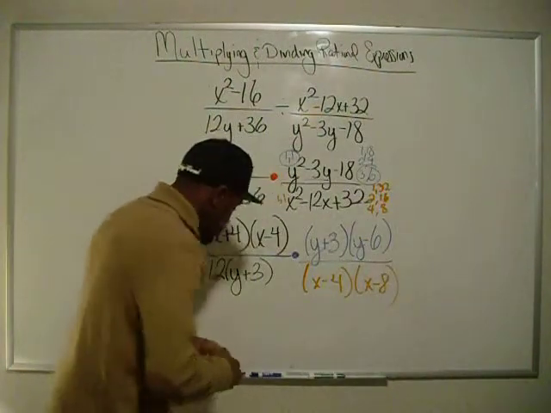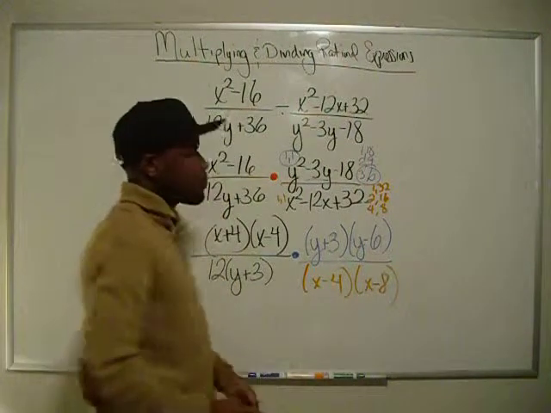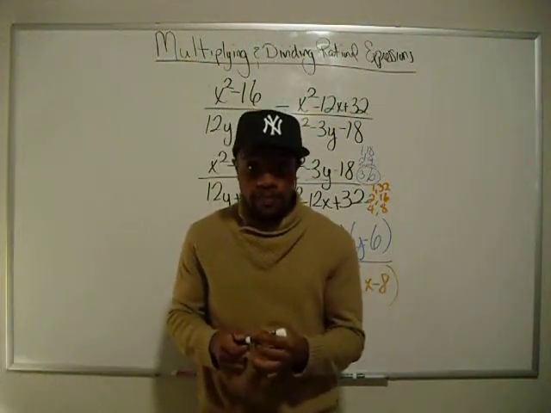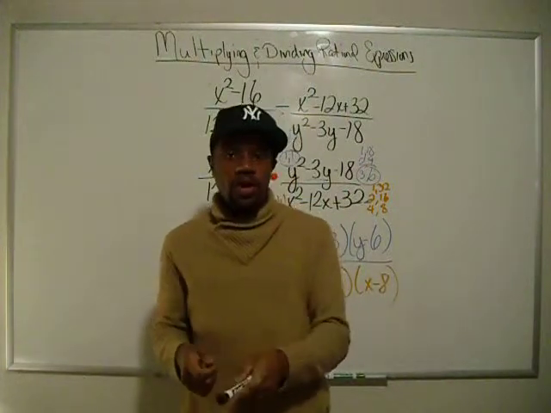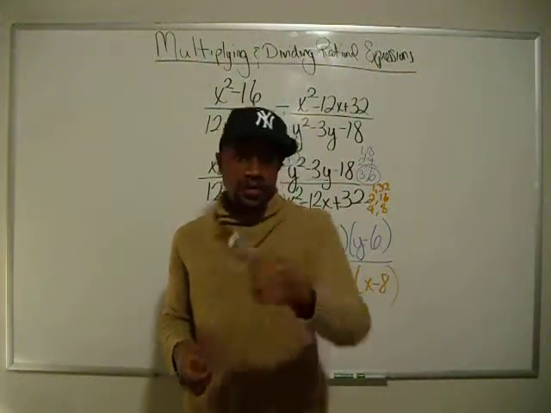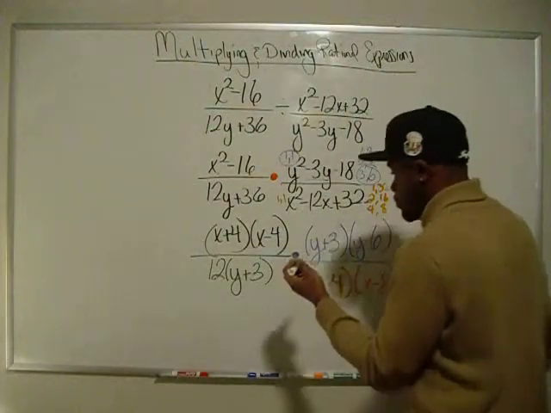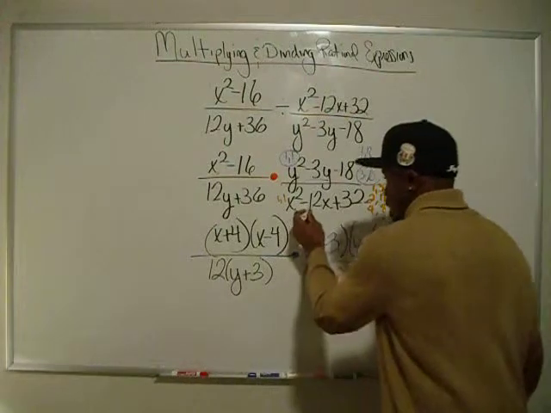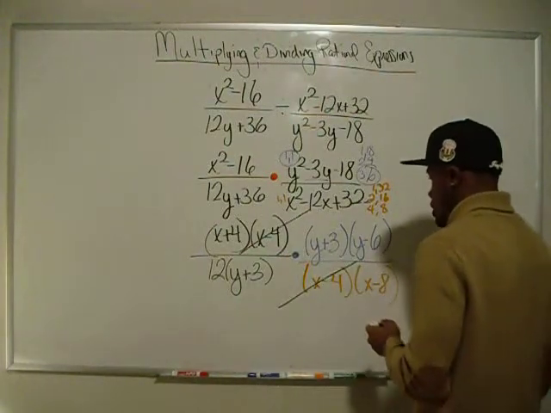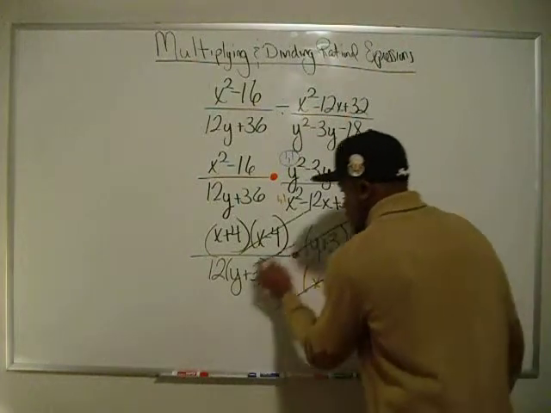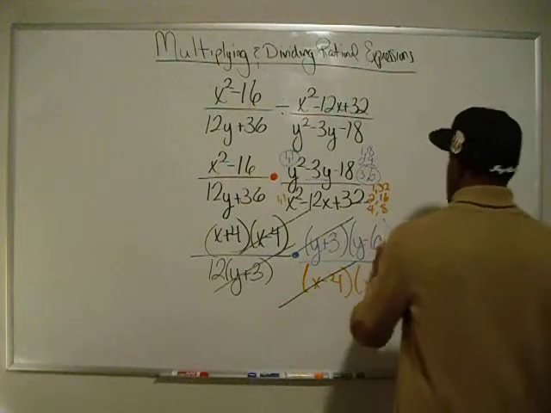Now, if you can see clearly, some cancellations occur. Whatever is the same on top and the same on the bottom can be canceled out. Remember, those are called what? Holes in the graph. Okay? So, what goes away? X minus 4, x minus 4. Y plus 3, y plus 3. And that looks like that's pretty much it.